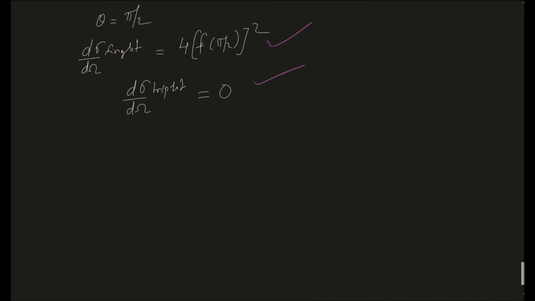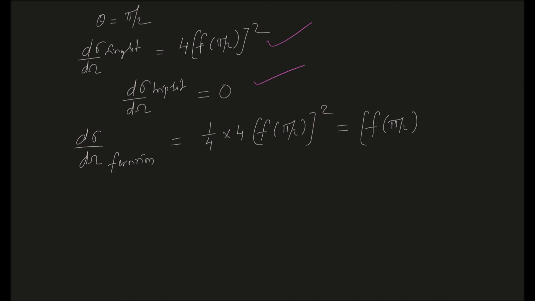Now, for the unpolarized case, that means the incident particles are a mix of triplet and singlet state, then you can see that again for the same angle pi by 2, you can write the d sigma by d omega for fermion. This is 1 by 4 times 4 of f of pi by 2 square, and the second term will be 0. So this is simply f of pi by 2 square. So if we compare the value of d sigma by d omega for the classical expression that we have seen just before, this is half the classical expression value, right?